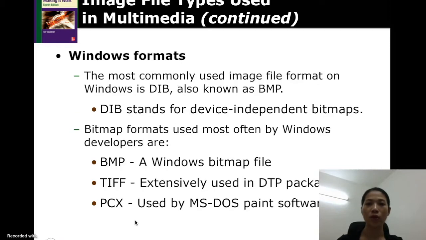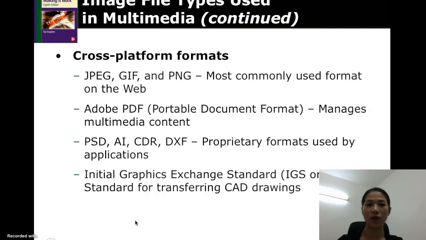In Windows, we usually use the file format DIB, which is also known as BMP. DIB stands for Device Independent Bitmap. Bitmap formats often used by Windows developers are BMP, the Windows bitmap file, TIFF, extensively used in DTP packages, and PIX, used by Mac DOS Paint software. So do not worry whether you want to use Mac format or Windows format. The best is to use the cross-platform format, like JPEG, GIF, PNG, and Adobe PDF, portable document format.